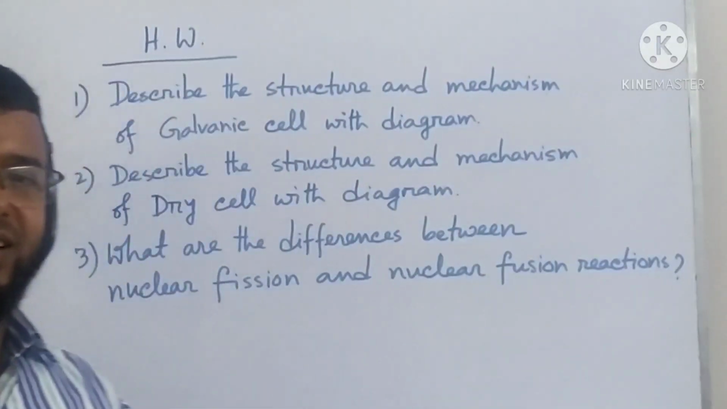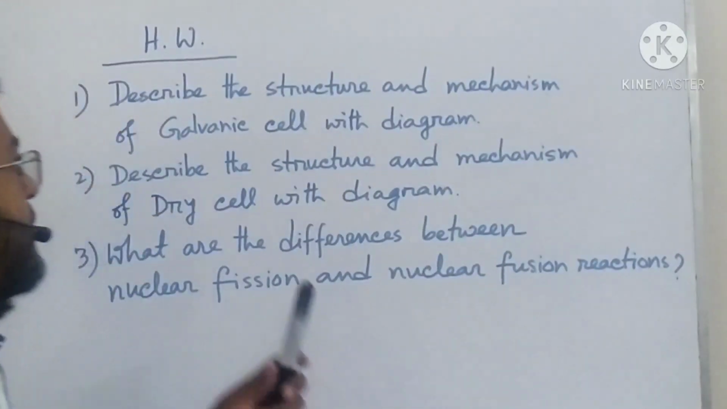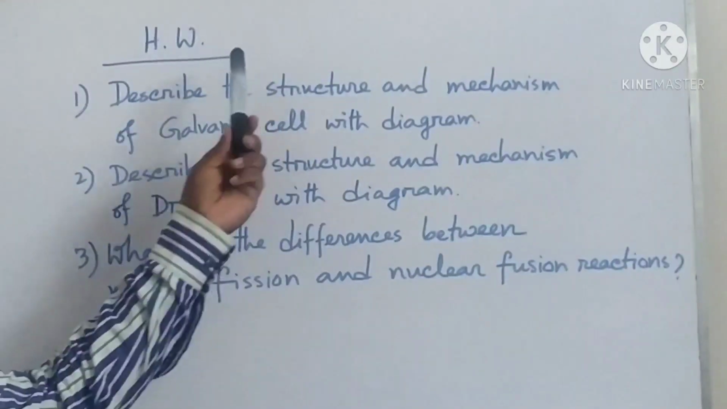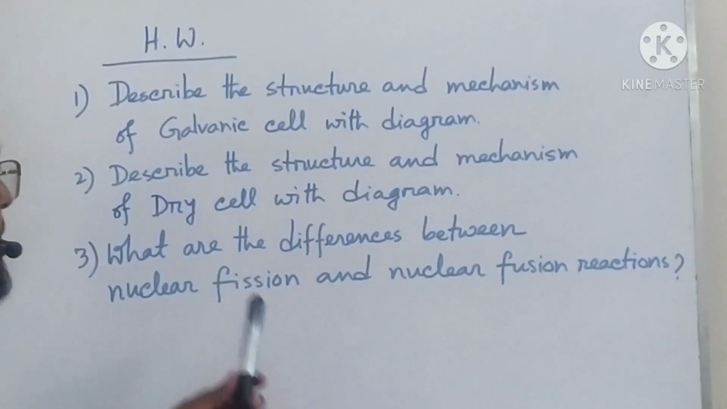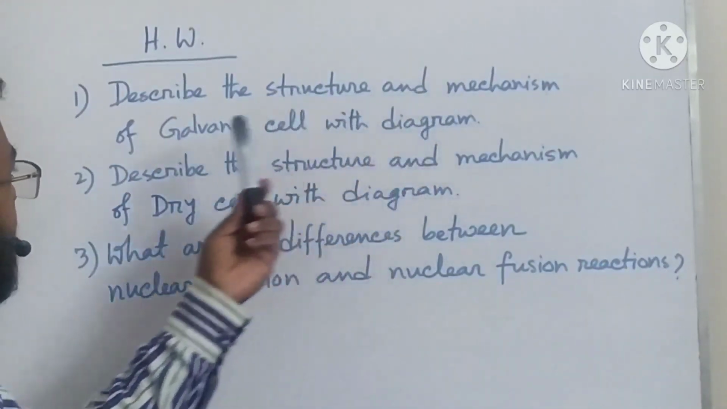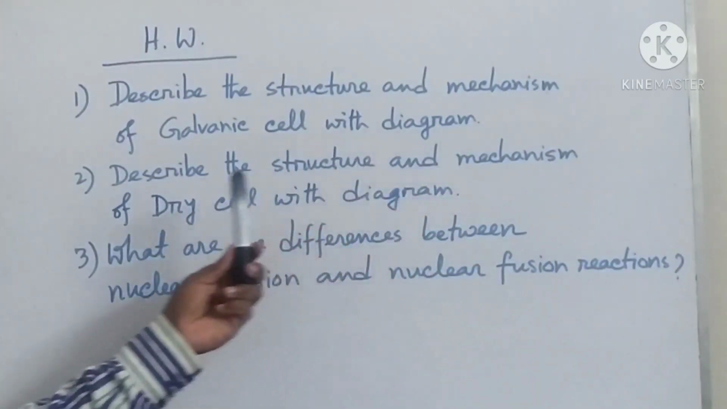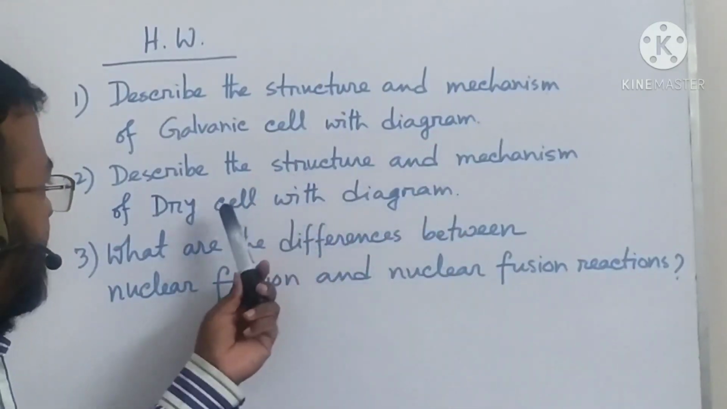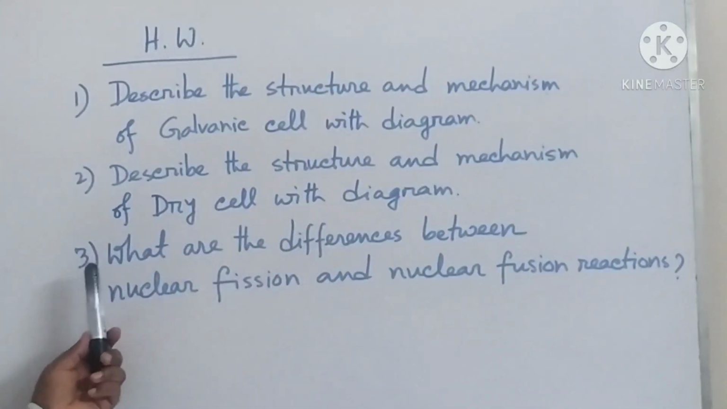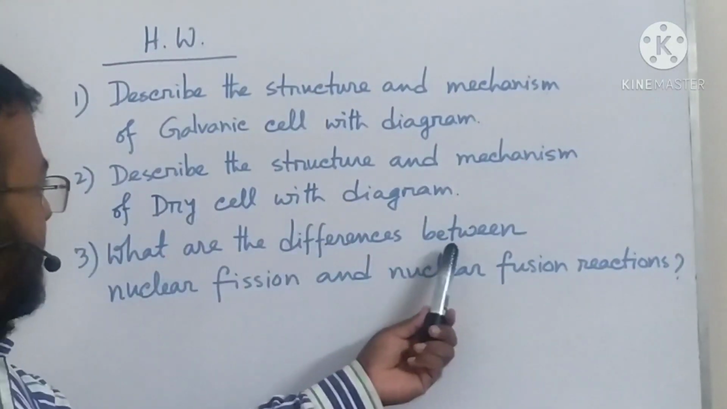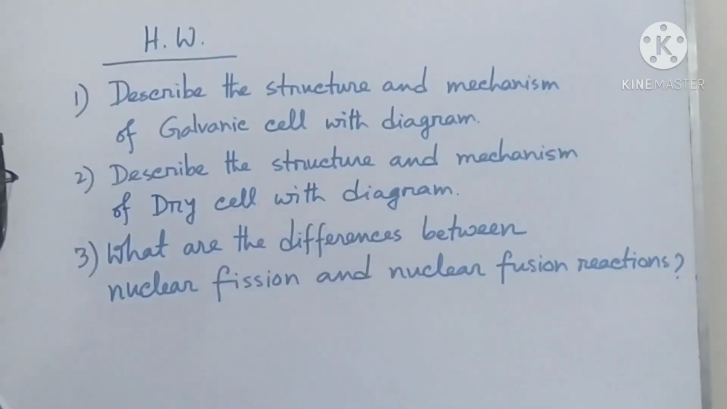Okay, dear students, we are at the end of our lecture today. After the lecture we have to give the homework. So all of you see that I have given the homework. I have given 3 questions on the topics discussed today. First one is describe the structure and mechanism of galvanic cell. You write the answer with diagram. Then second one, the structure and mechanism of dry cell, also with diagram. So you also write it in your homework copy. Then third one, what are the differences between nuclear fission and nuclear fusion reactions. So these are the 3 homework questions.